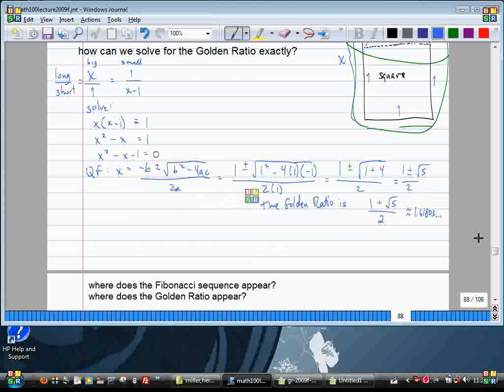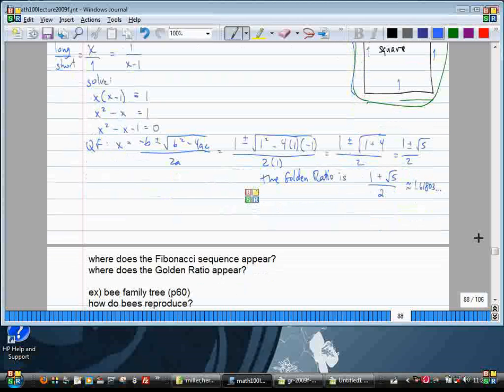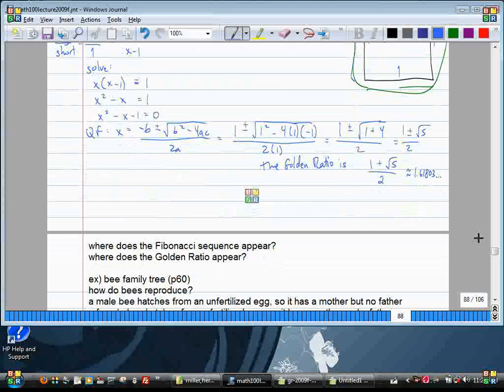So I showed you the rabbit problem. That one was slightly made up. But I showed you that because of its historical significance with the Fibonacci sequence. Now I'm going to show you a real problem. A bee family tree. And we're going to see where the Fibonacci sequence magically appears.